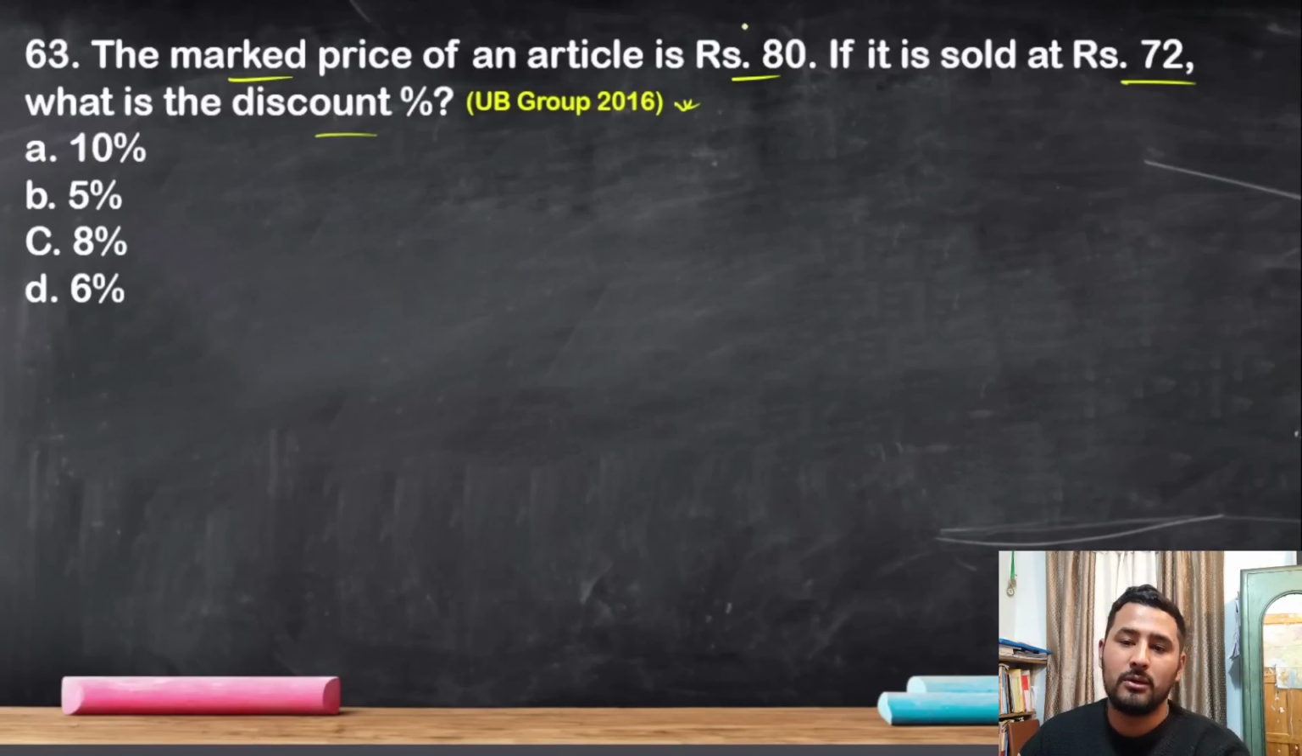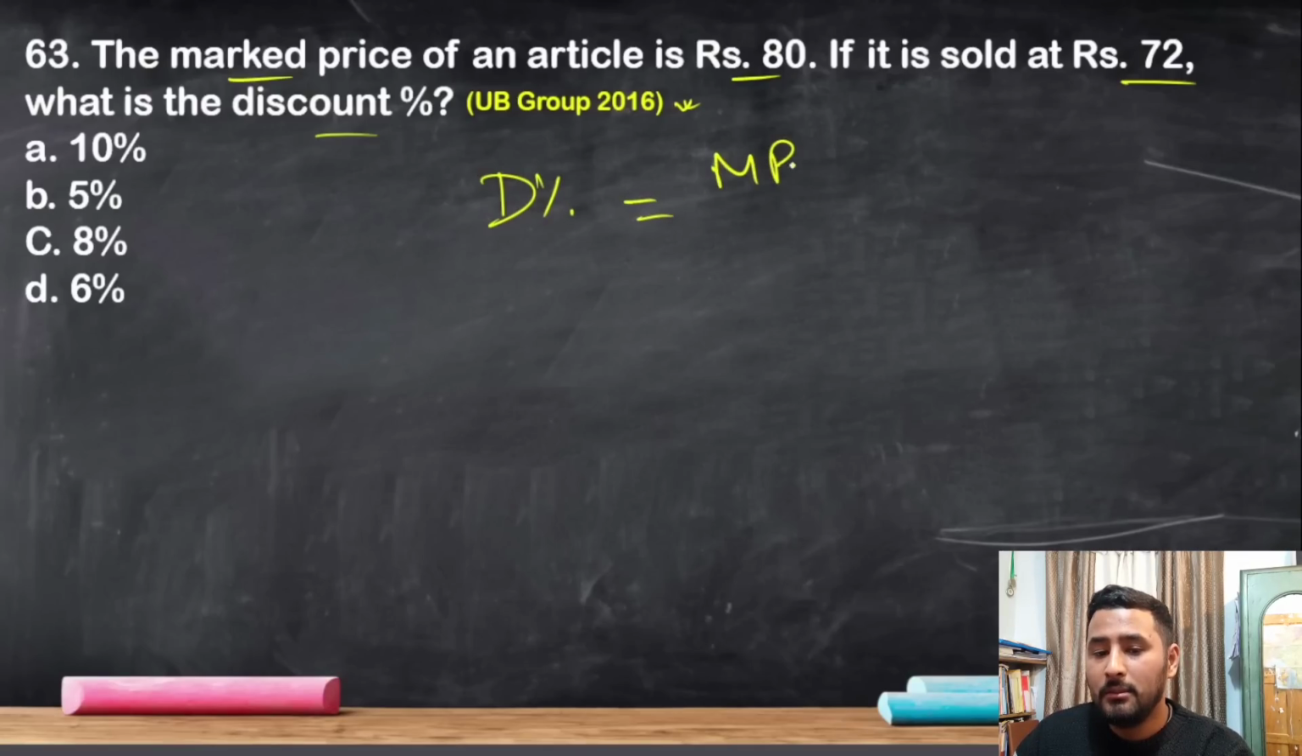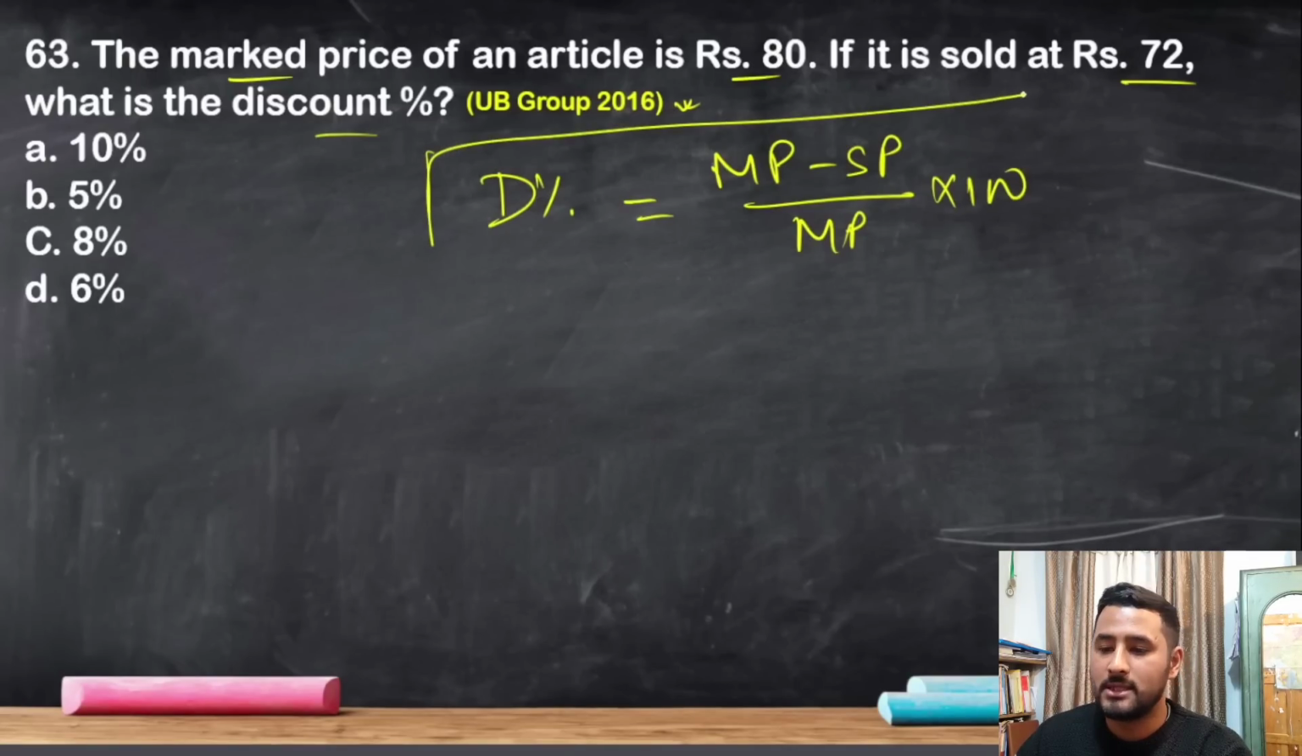You just use the formula. Okay, you do it by yourself. Use the formula discount percent. Write it down again: MP minus SP by MP into 100. Use this formula to get this answer. This has come in UB group 2016.